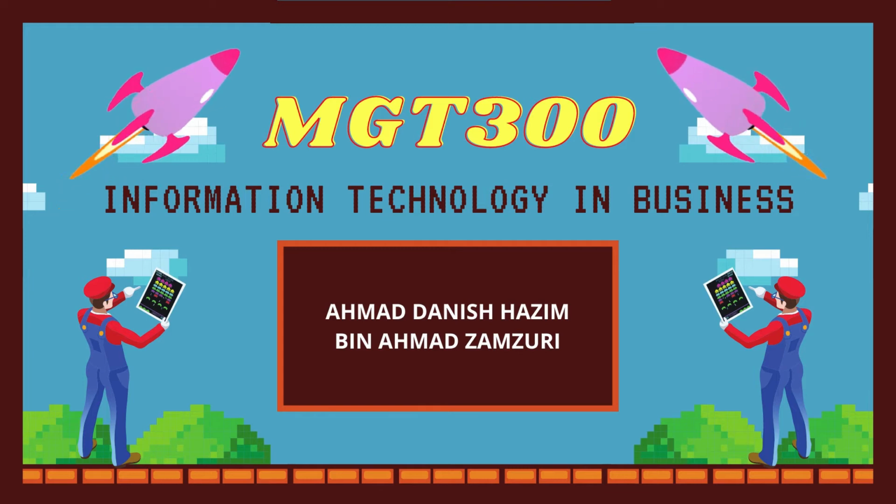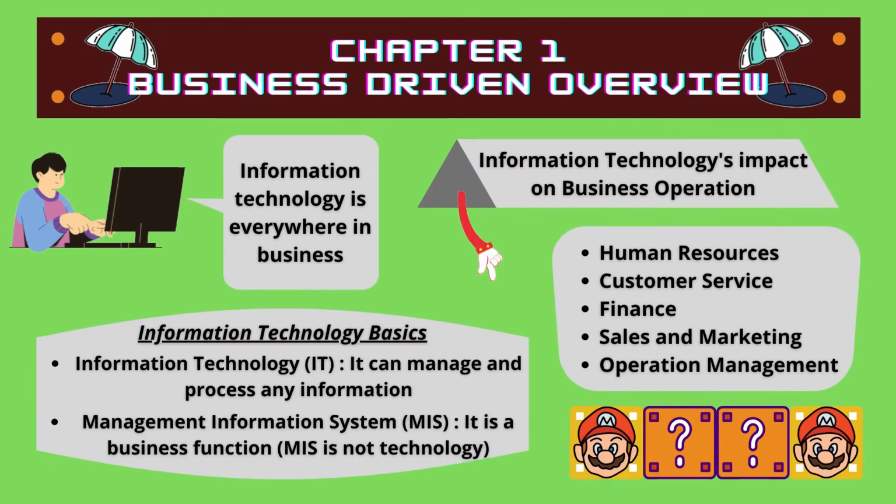So today I will review MGT300 Information Technology in Business, Chapter 1 until Chapter 5. Chapter 1, Business Driven Overview. Information technology is everywhere in business. Information technology's impact on business operations includes human resources, customer service, finance, operation management, sales, and marketing.